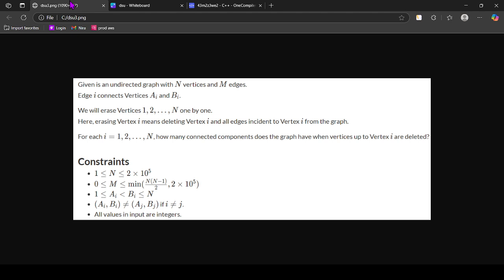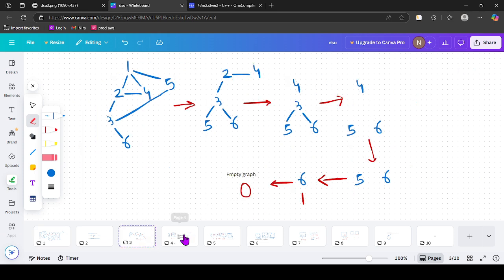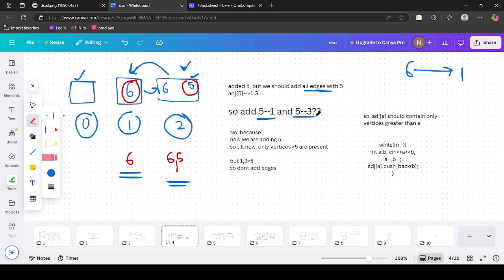So from the given example, the 5 is attached to 1 and 3, so 5 1 and 5 3. So now should we add 5 1 and 5 3 in the graph? No, because the vertices still now in the graph are only 6 and 5, because all other vertices are deleted. So if they are deleted, it means that the edges are also deleted.